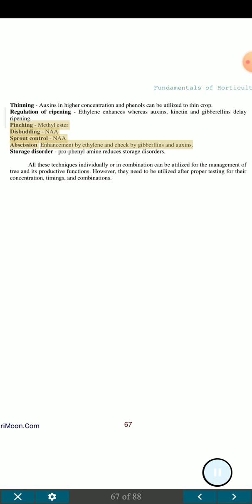Pinching. Methyl ester dust budding. Sprout control. Abscission enhancement by ethylene and check by gibberellins and auxins. Storage disorder. Diphenylamine reduces storage disorders.